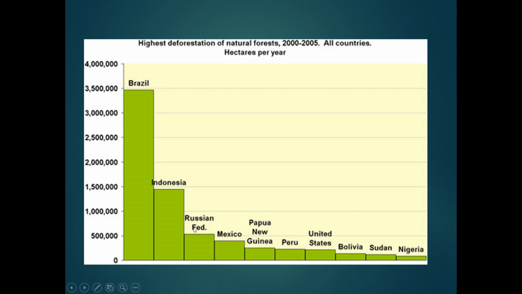But have a look, the Russian Federation, Mexico, Papua New Guinea, Peru, here's the United States. And of course, the United States in terms of land mass is the 4th largest country in the world. So we are doing deforestation at a much slower rate, but that's largely because we've either already cleared most of our forests, or we're meeting a lot of our needs by importing wood from less developed countries. We're saving our own. Followed by Bolivia in South America, and then Sudan and Nigeria in Africa.